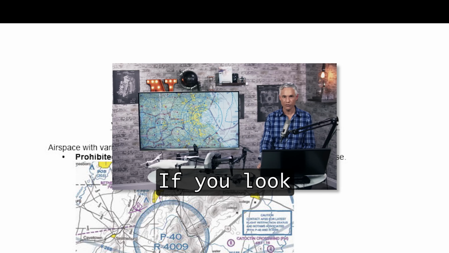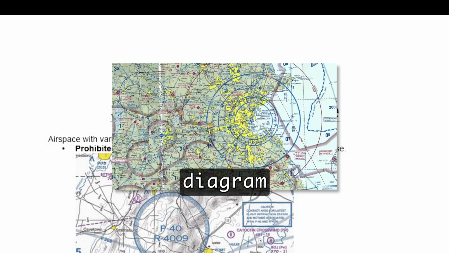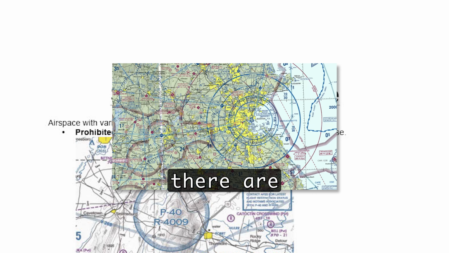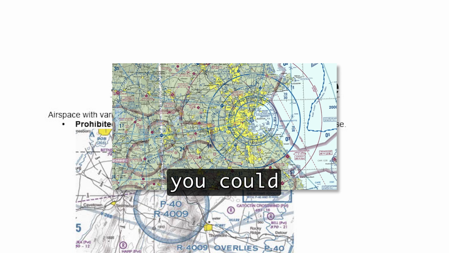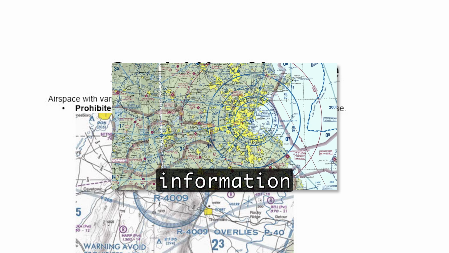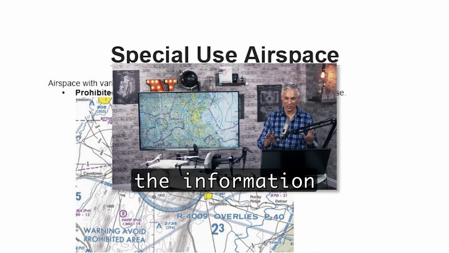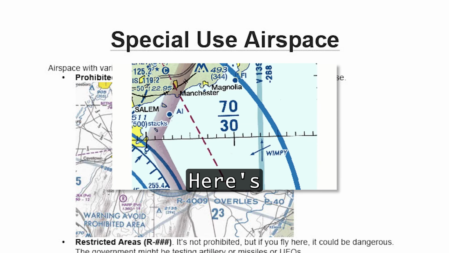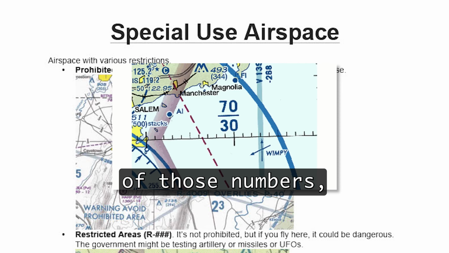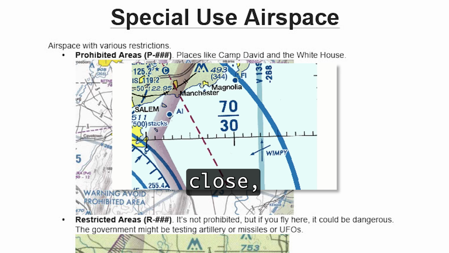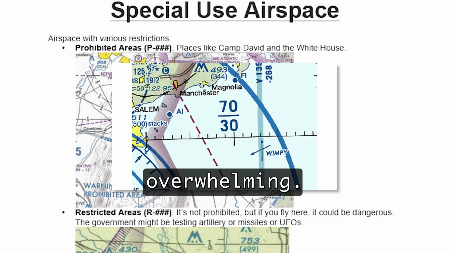If you look closely at this, you can actually see a little diagram of what the runways look like at Boston Airport. And you can see that, oh, there are some little mountains here. If you were to look really closely, you could see the exact elevation of these different peaks. All the information is there. The hard part is weeding out the information you need from the stuff you don't necessarily need. Here's a super close-up of those numbers, and this is how you need to think about the charts. You need to look really close. When you get this close, it can start to make sense and not be overwhelming.